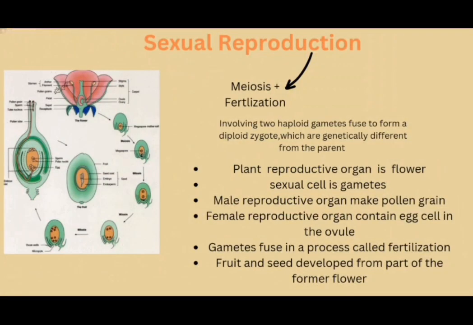The plant reproductive organ is the flower. The sexual cell is the gamete. The male reproductive organ makes pollen grains. The female reproductive organ contains the egg cell in the ovule. Gametes fuse in a process called fertilization. Fruit and seed develop from part of the former flower.